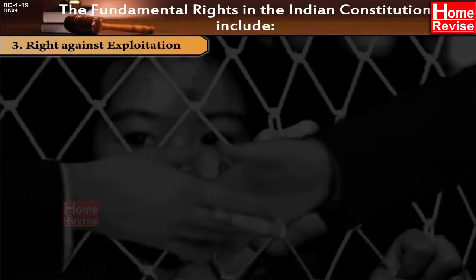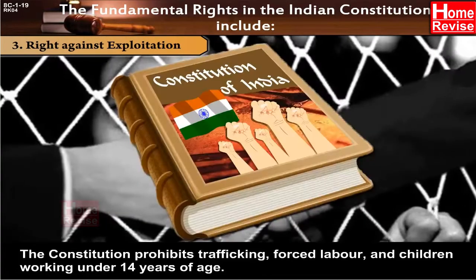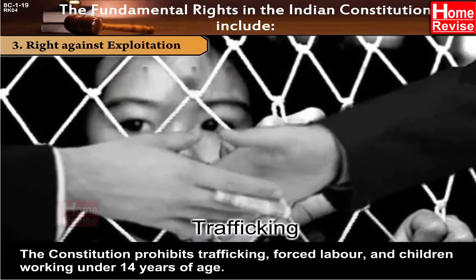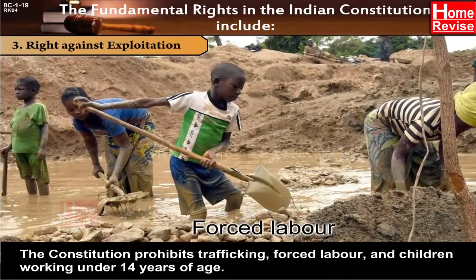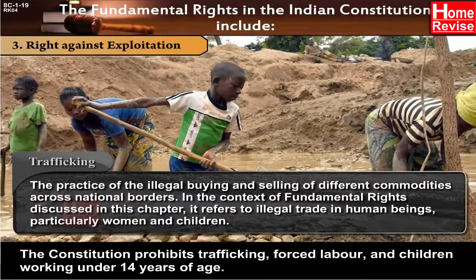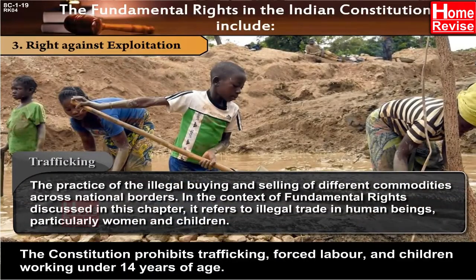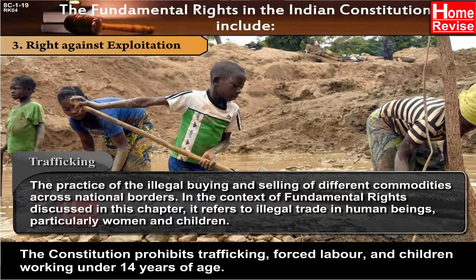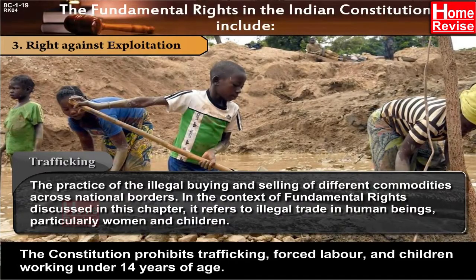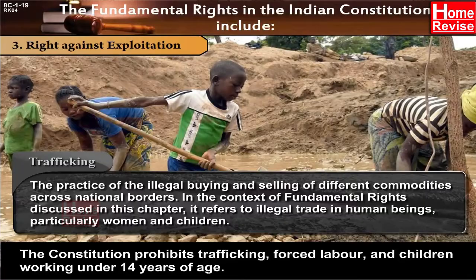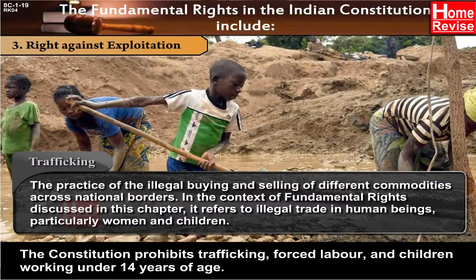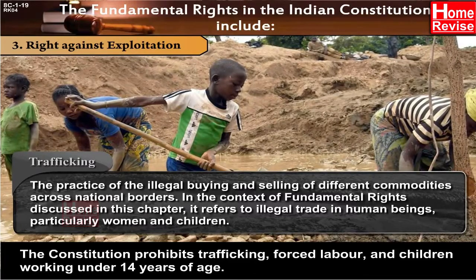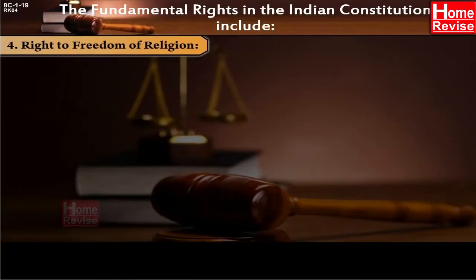3. Right against exploitation. The Constitution prohibits trafficking, forced labor, and children working under 14 years of age. Trafficking means the practice of the illegal buying and selling of different commodities across national borders. In the context of fundamental rights discussed in this chapter, it refers to illegal trade of human beings, particularly women and children.